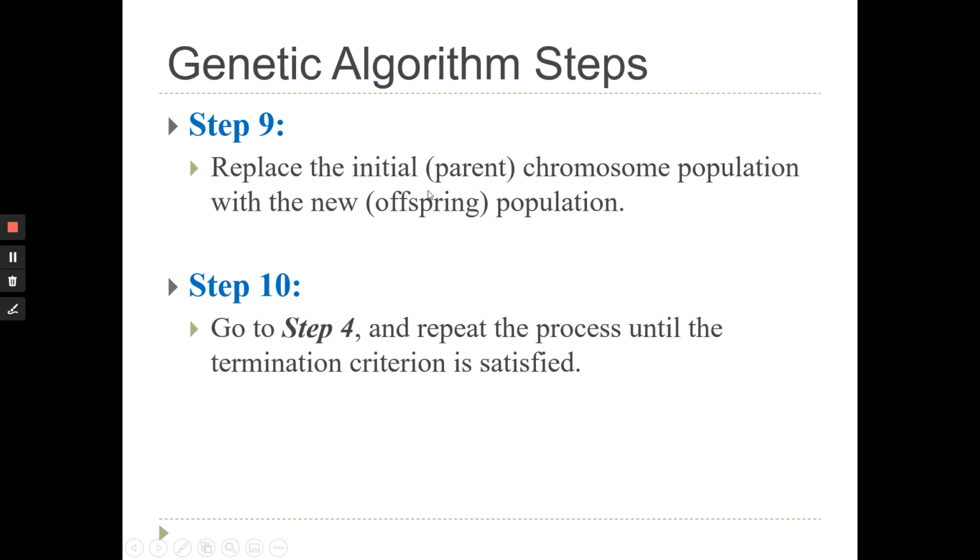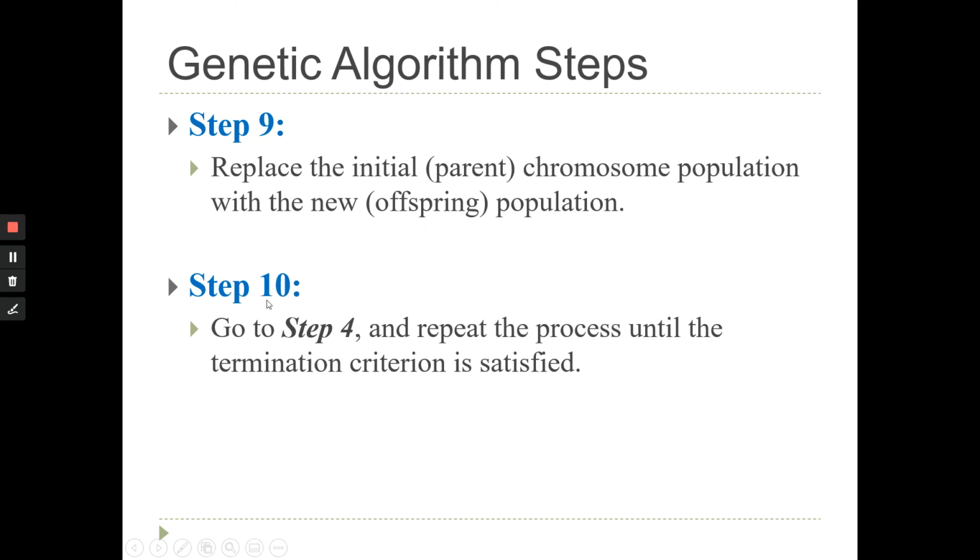Then we go to step number 9, which is to replace the initial parent chromosome population with the new offspring population. Here there are different approaches. Some only replace if they find the new solution is better than the previous solutions, so it can be replaced. Some just replace whether it is worst or best. Some do a comparison between the solutions and just replace the worst solutions.